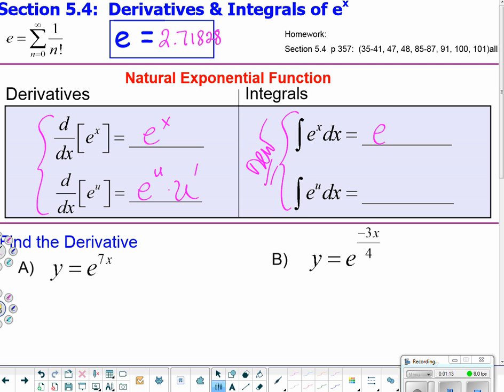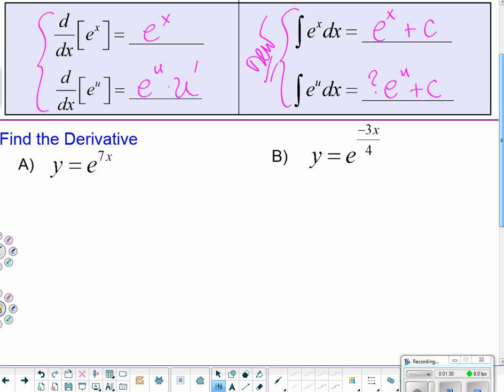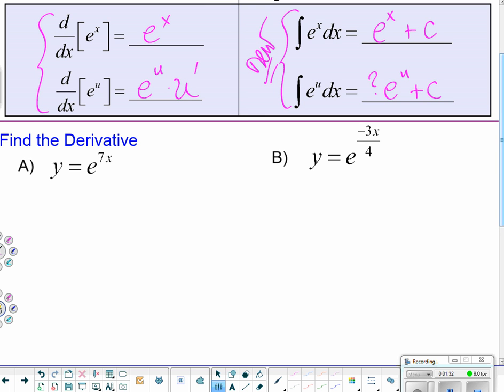to the x. Well, if the derivative of e to the x is e to the x, the integral of e to the x is e to the x. The only one that works like that. The integral of e to the u will be e to the u plus c. And I'm just going to put a question mark in front of there because typically coming out of that u sub, you will end up with some sort of coefficient in front, and that would be calculated or computed out by doing your u sub.